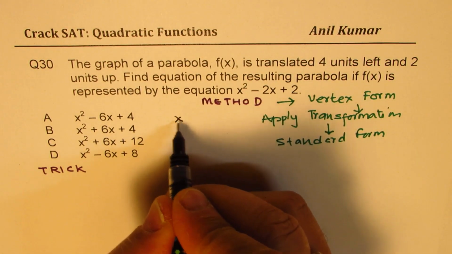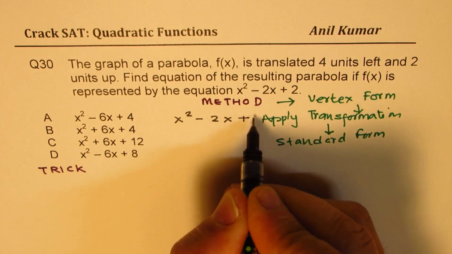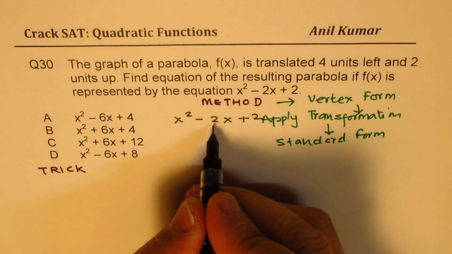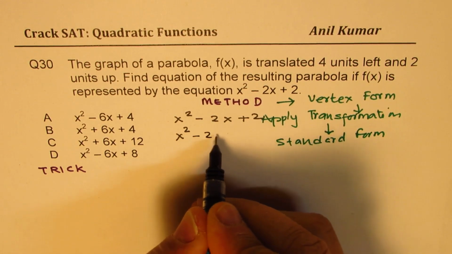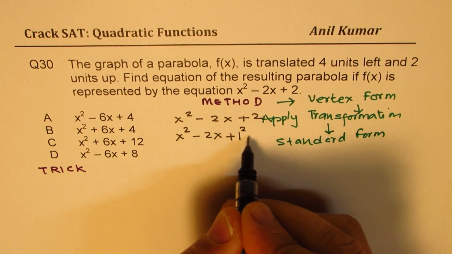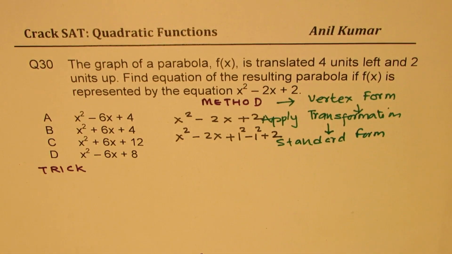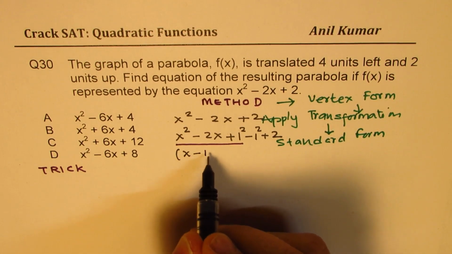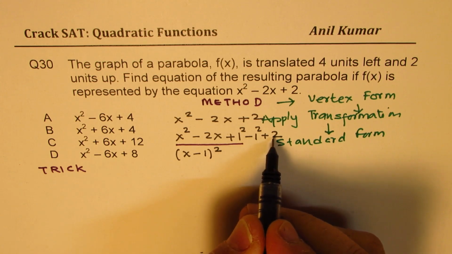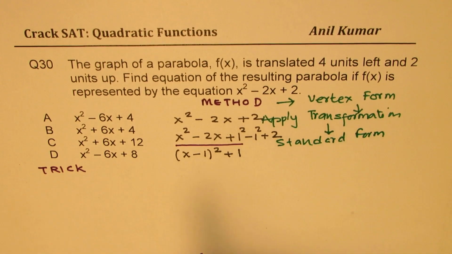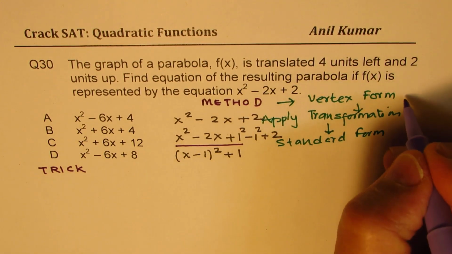So the equation given to us is x squared minus 2x plus 2. To get to the vertex form, we will complete the square. So we can do half of 2, writing this as x squared minus 2x. Half of 2 is 1. So we'll add and subtract 1 square. Correct? So that gives you the first 3 terms as a perfect square. This could be written as x minus 1 whole square. Then combining these two, minus 1 plus 2, we get plus 1. So we have done the first step, which is to get the vertex form, right? So this is our step number 1.